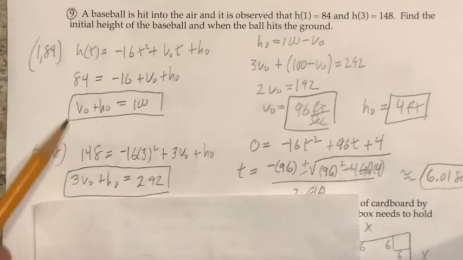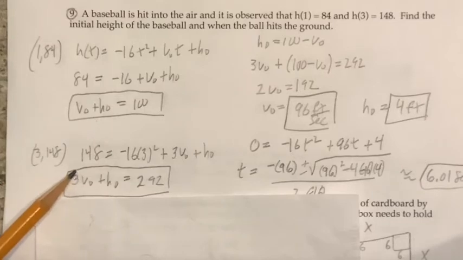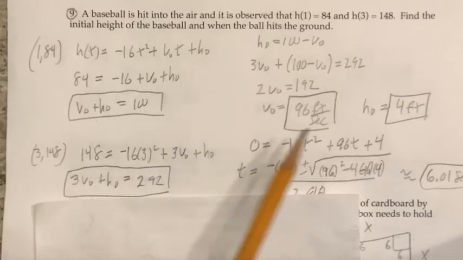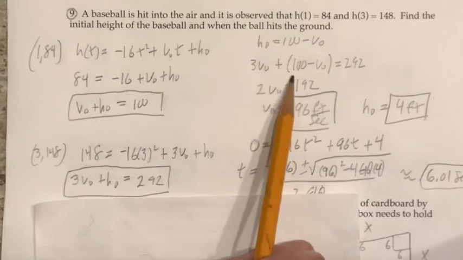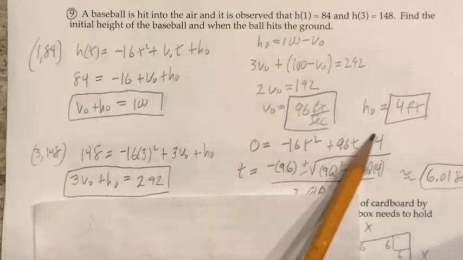Then what you do is you just solve the system of two equations, two unknowns. You could use the addition method, or you could use the substitution method. I chose the substitution method. I solved the first one for h0, plugged it into the second one, and you get that v0 is 96 feet and h0 is 4.